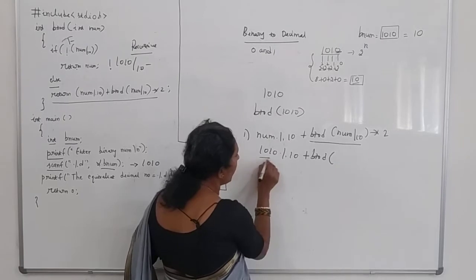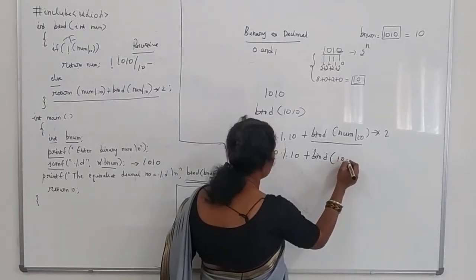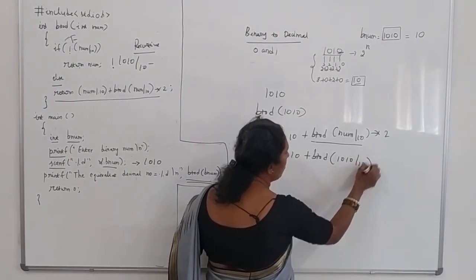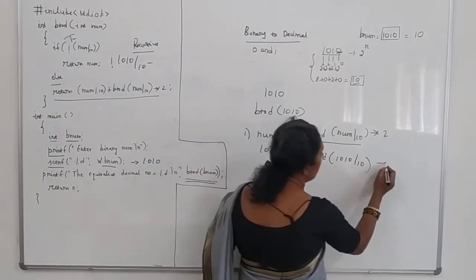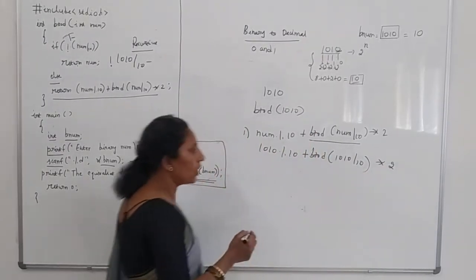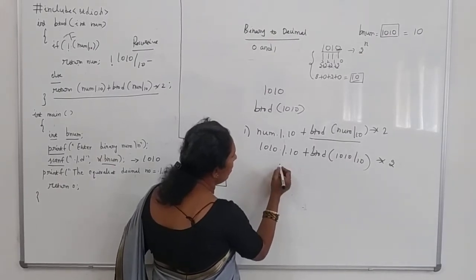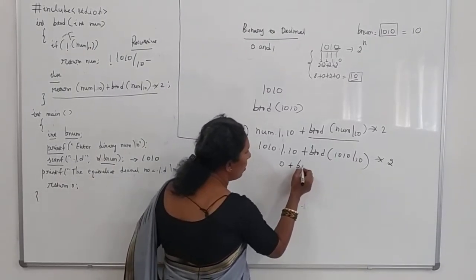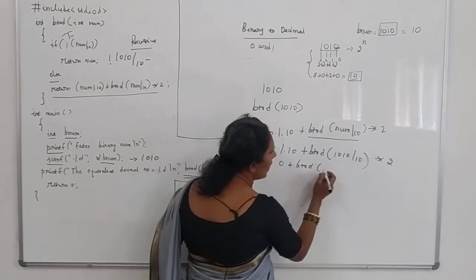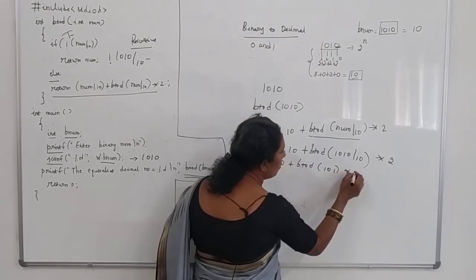So we are taking the next number. Okay, that is what? 1010 modulus 10 multiplied by the 2. Okay, now the value of this is what? 0 plus binary to decimal. So this will get what? 101 multiplied by the 2.